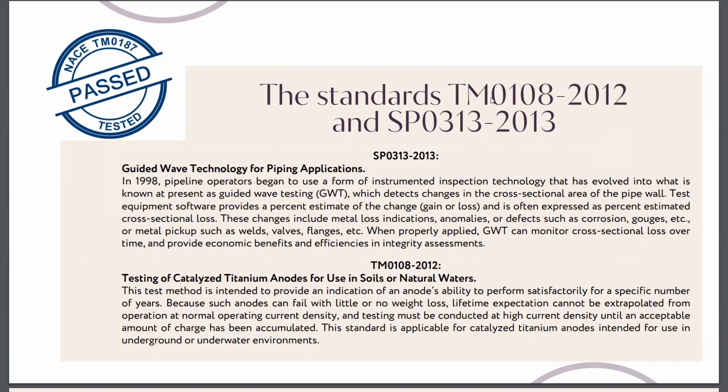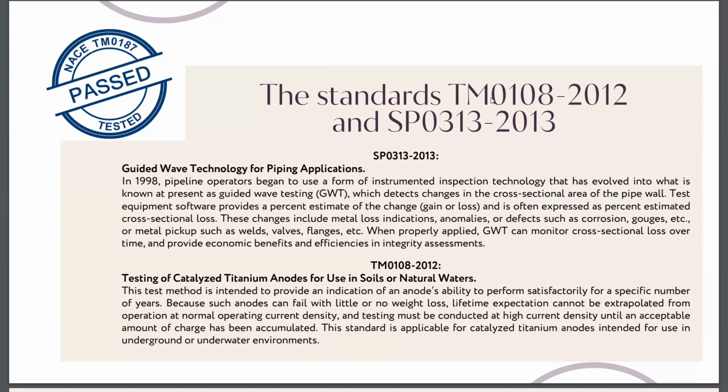Test equipment software provides a percent estimate of the change, gain or loss, often expressed as percent estimated cross-sectional loss. These changes include metal loss indications, anomalies or defects such as corrosion, gouges, etc., or metal gain such as welds, clamps, flanges, etc. When properly applied, GWT can monitor cross-sectional loss over time and provide economic benefits and efficiency in integrity assessment.